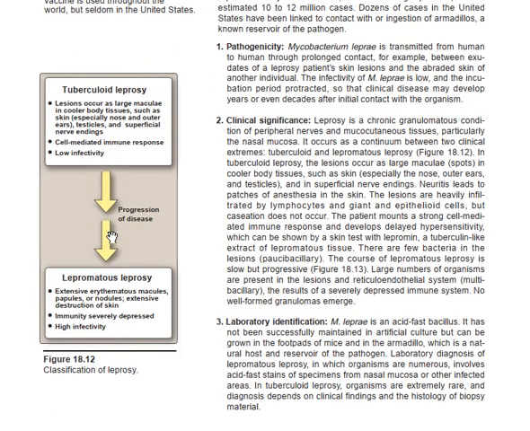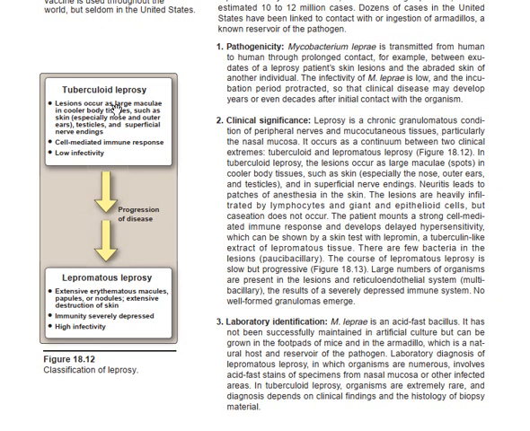So now the next disease we're going to see is leprosy, and the classification of leprosy is divided into two. We have tuberculoid leprosy and we have lepromatous leprosy. In tuberculoid leprosy, lesions occur as large maculae in cooler body tissues such as the skin, especially the nose and the outer ear. Both tuberculoid and lepromatous leprosy affect the skin. Is it clear?